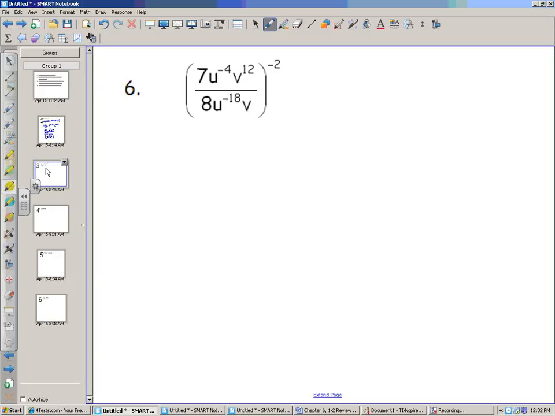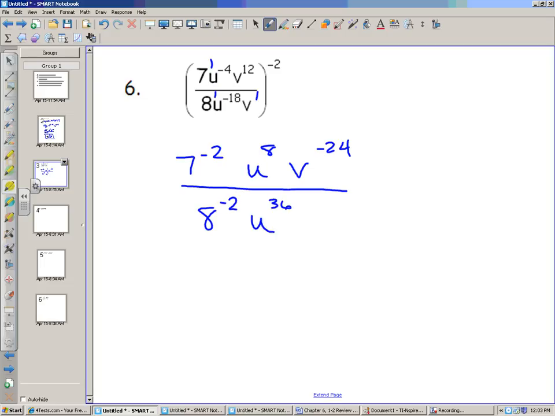No. I put on the missing exponents. So the 7 is having a missing exponent, 8 has a missing exponent, and the v has a missing exponent. Now I take and multiply that exponent on the outside to every base with every exponent on the inside. So this becomes 7 to the -2, u to the +8, v to the -24, all over 8 to the -2. Do we all see that, yes or no?